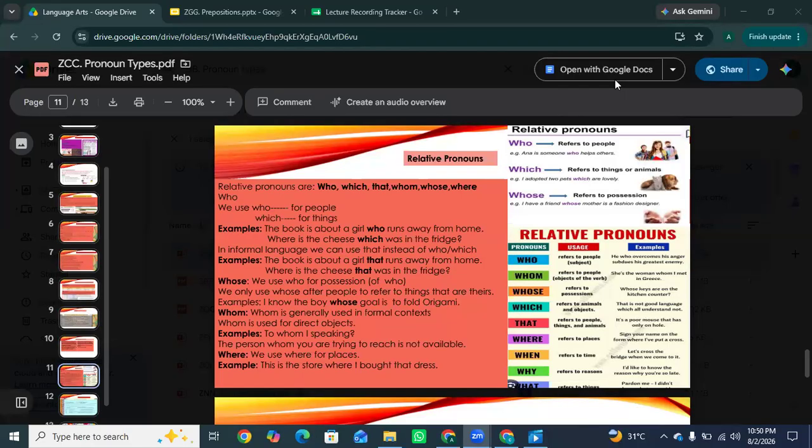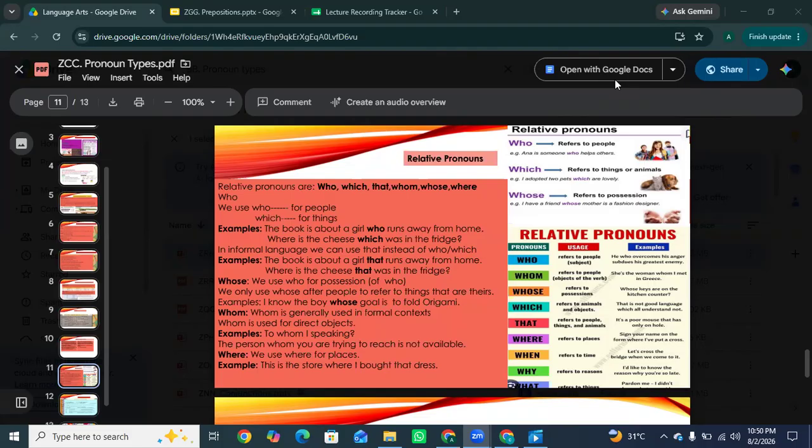So the next one is relative pronoun. Okay, a relative pronoun connects a clause or phrase to a noun or pronoun in a sentence. It provides you extra information about a person, thing, place, time, or reason without starting a whole new sentence. So you can say that relative pronouns are who, which, that, whom, whose, where, when.